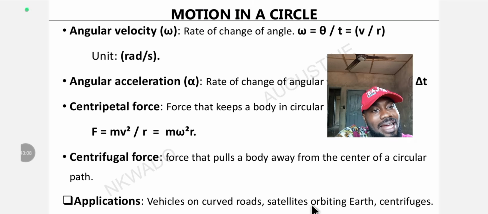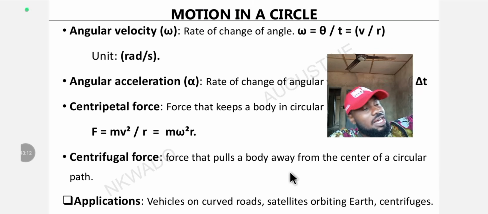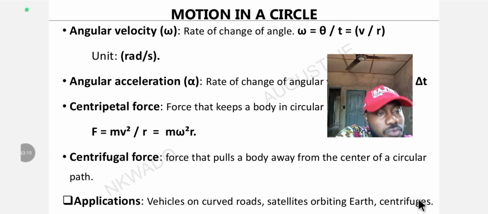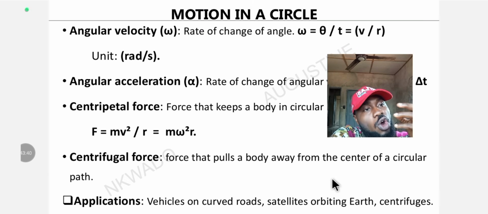You also apply it in satellites orbiting Earth. The way satellites move around the Earth, that one is centripetal force, okay? Moving around the circular path. Then centrifugal force is applied in a centrifuge. If you've taken my lectures on separation techniques in chemistry, centrifugation is a separation technique, and it's used to separate particles from a solution. Using a centrifuge, you use that centrifugal force to pull those particles from the center of the circular path of the solution. It pulls those particles from the center, and the particles will now be found on the sides of the test tube or whatever you're using to centrifuge the substance.